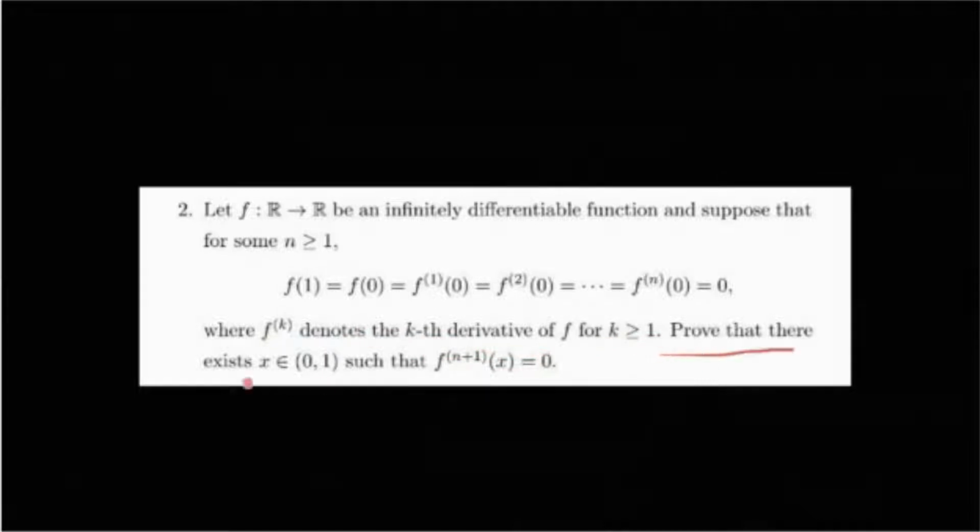Prove that there exists x in the open interval (0, 1) such that f_{n+1}(x) is 0. That means prove that there exists some real number x between the endpoints 0 and 1 such that the (n+1)th derivative of f at the point x is 0.